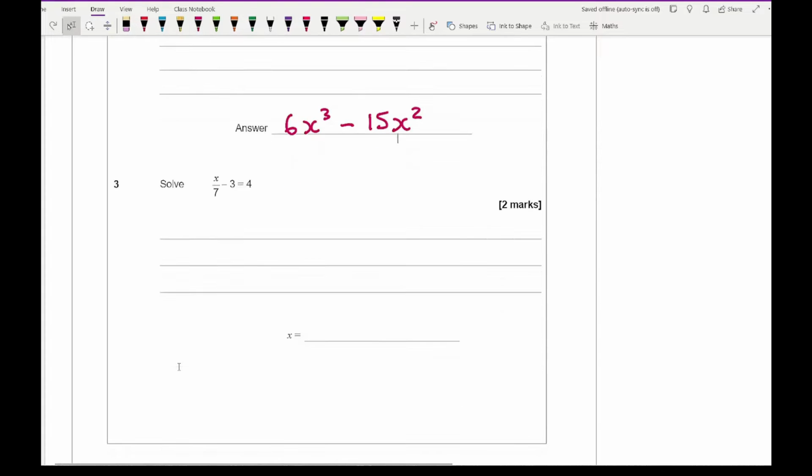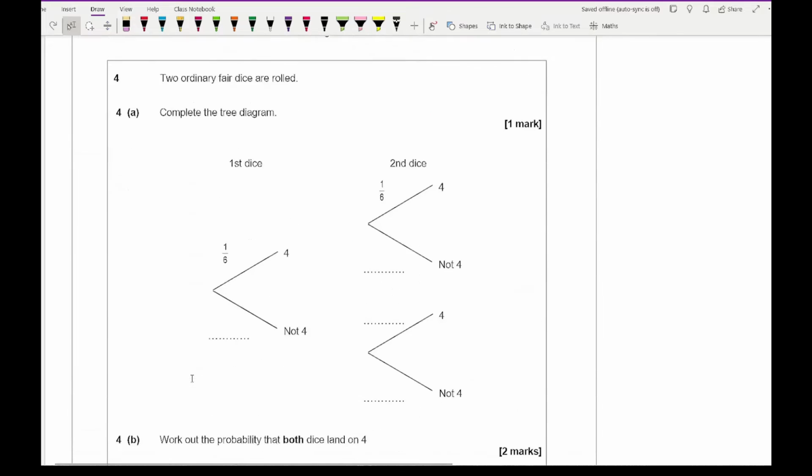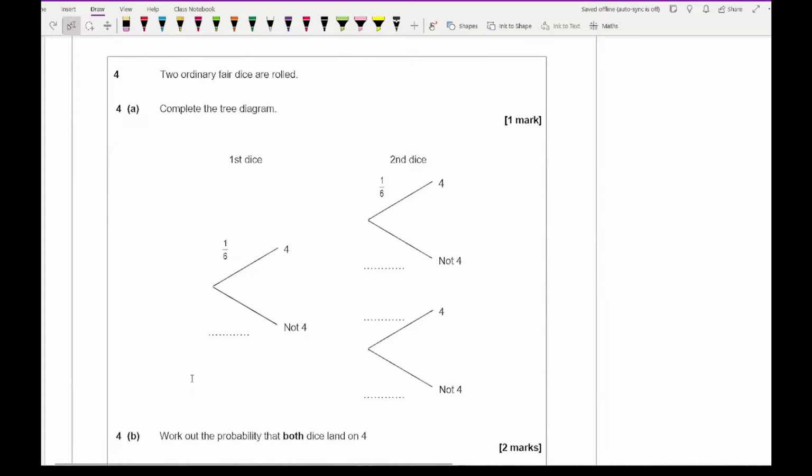Moving on to question 3, we're just solving this equation. So here we need to get rid of the minus 3 first, and we do that by adding 3. So then we end up with x divided by 7 equals 7, and then we multiply by 7, leaving us with an answer of 49. Moving on to question 4, it says 2 ordinary fair dice are rolled.